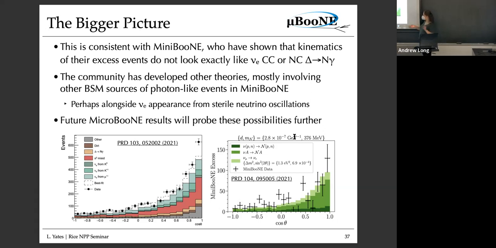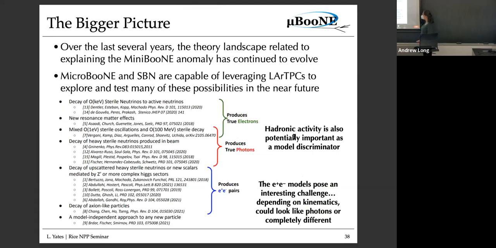So in response to this and other things, our friends in theory have developed a number of theories. I would say most of them involve some beyond standard model source of photon-like events in MiniBooNE, perhaps alongside new appearance from sterile neutrino oscillations, but not necessarily. This is an example of one model that has both new appearance from sterile oscillations, and also those sterile neutrinos doing other things that produce photon-like events. So the good news is that with LArTPC in MicroBooNE and with the full SBN program, we're really well set up to probe a number of these other possibilities.